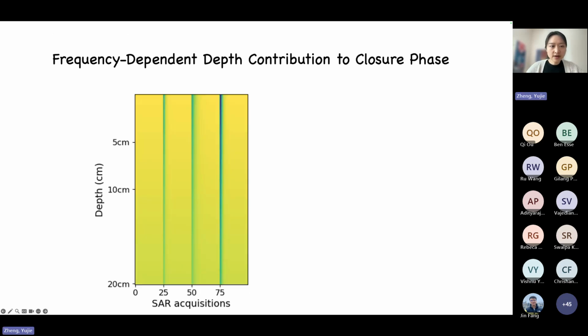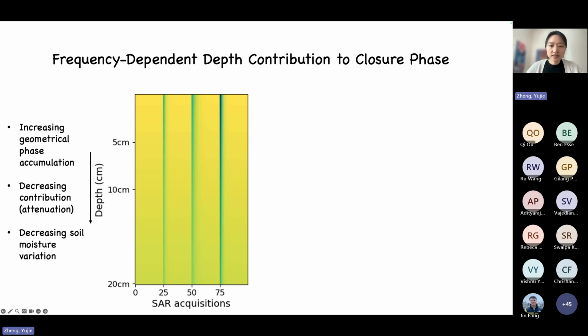So let's think about what actually happened as we go deeper into the soil column. As depth increases, three important processes occur simultaneously. First of all, we have increasing geometrical phase accumulation, just because as we go deeper, the propagation path becomes longer. Secondly, as the wave propagates downwards and back, attenuation will strongly impact the effective contribution from the deeper layers. So in a sense, the deeper layers have two competing mechanisms. On the one hand, they have more geometric phase accumulation because of their depths, but on the other hand, because of attenuation, their contribution to the total weighted phase is smaller.